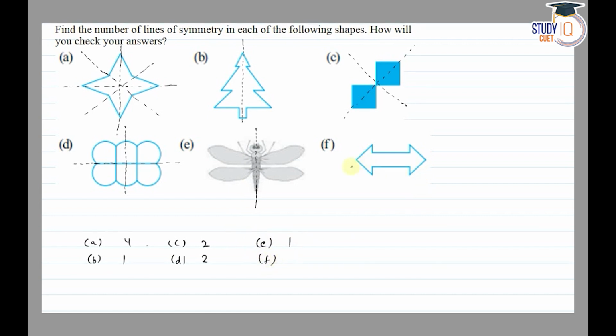Part F, this figure is symmetric about a horizontal line and a vertical line. So there are two lines of symmetry available. So we found the number of lines of symmetry in each of the following shapes. In part A 4, in B 1, in part C 2, in part D 2, in part E 1, and in part F two lines of symmetry are available.